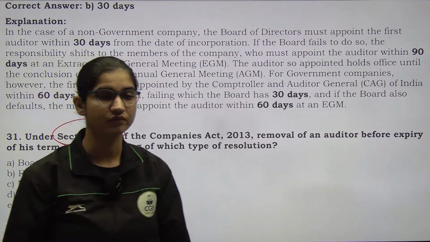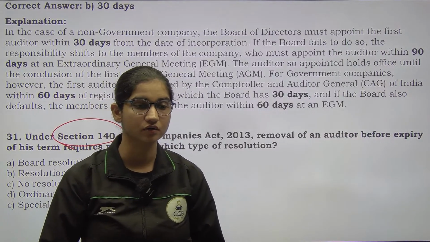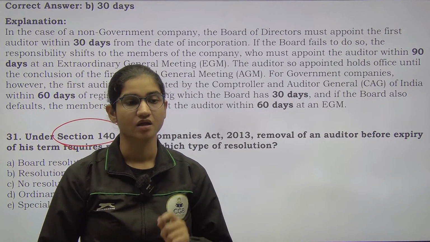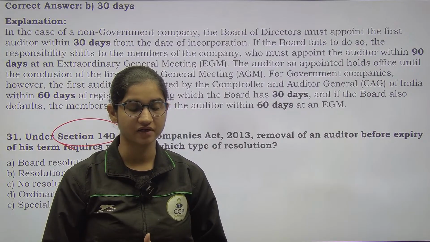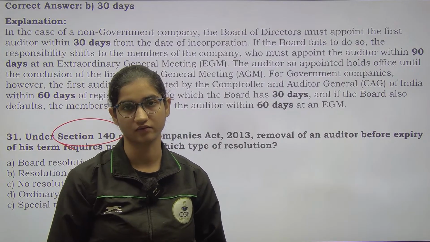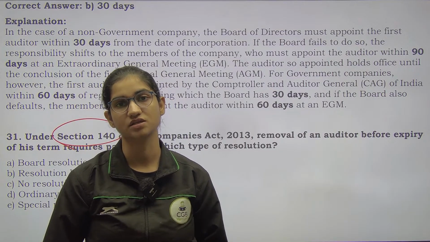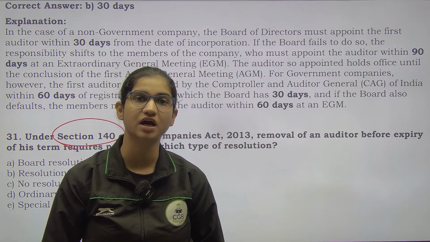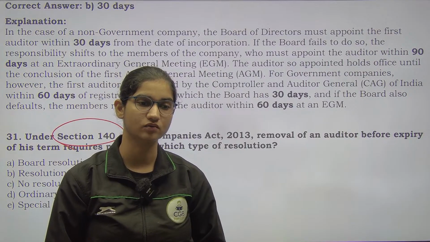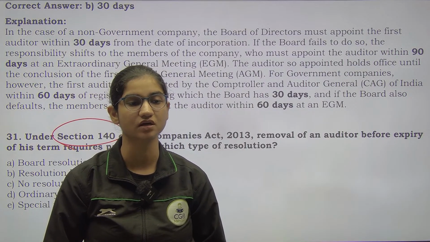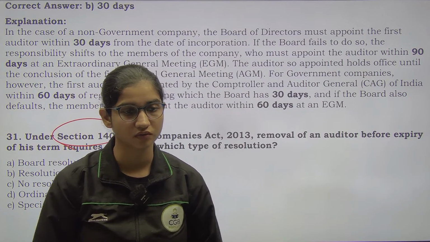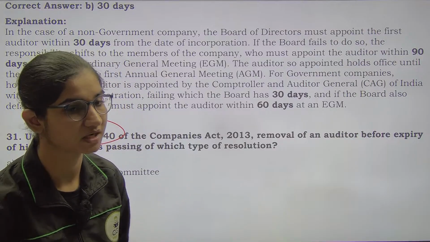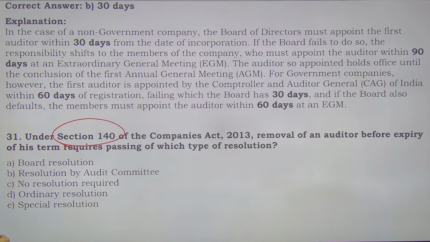So which type of resolution you have to pass in order to remove an auditor? See, I believe that IBPS will ask one question from this kind of scenario, which resolution has to be passed, special or ordinary. So it's better for you to write it down separately so that you would be able to revise it before the exam. You still have time for the exam. It's better that you revise it from here.